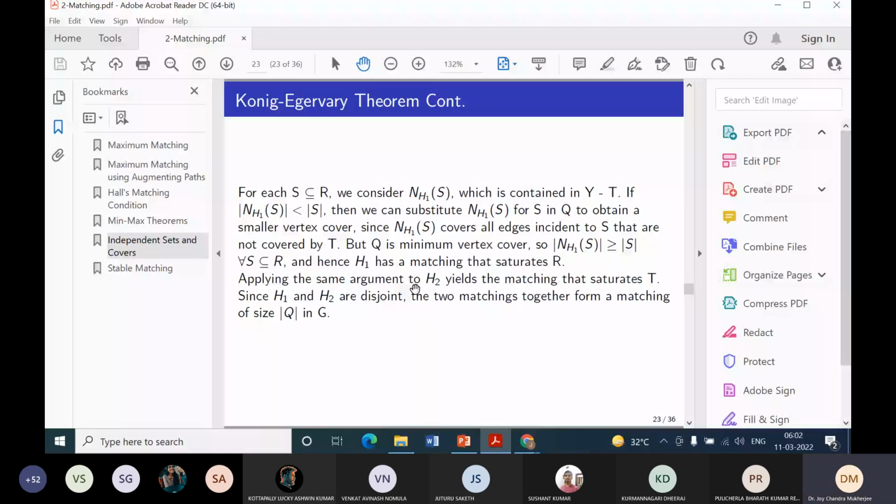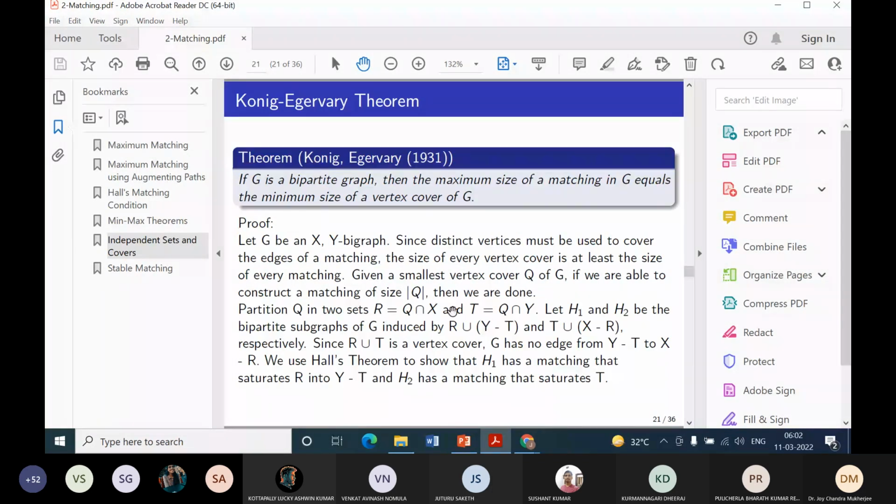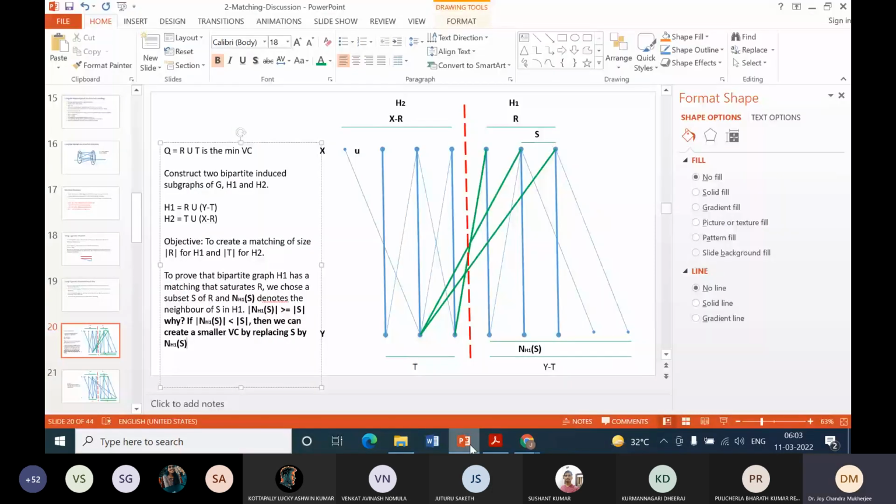Applying the same argument, you can say that H2 also has a matching that saturates T. Since H1 and H2 are disjoint, the two matchings together form a matching of size Q. Now the question is, why are H1 and H2 disjoint? They are disjoint because of the way we created them, that's the simple thing. So it proves this.